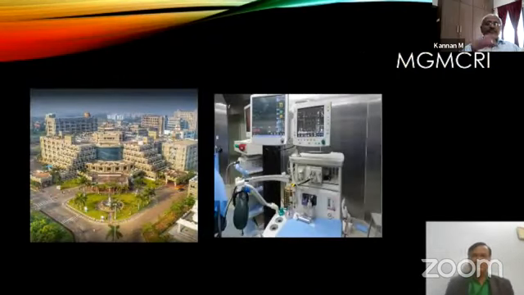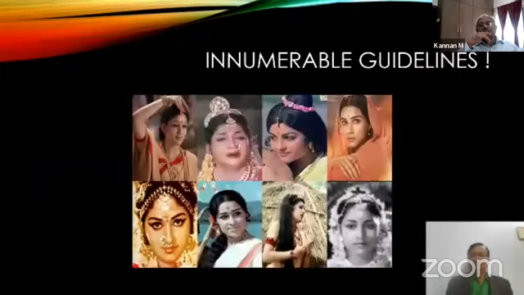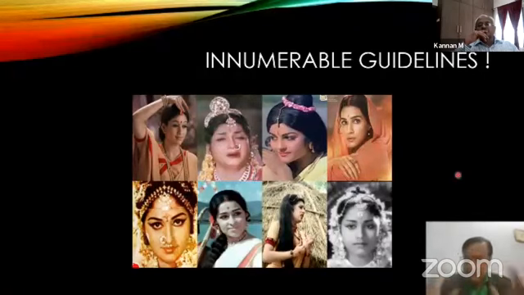So this is our college institute and our theater and our machine. When I go to see the internet and the books for the management strategies of perioperative anemia, I can see innumerable guidelines. This is 2016 guidelines. This is Turkish guidelines. This is European guidelines. So many guidelines are there. After reading this, we have to go into this stage.